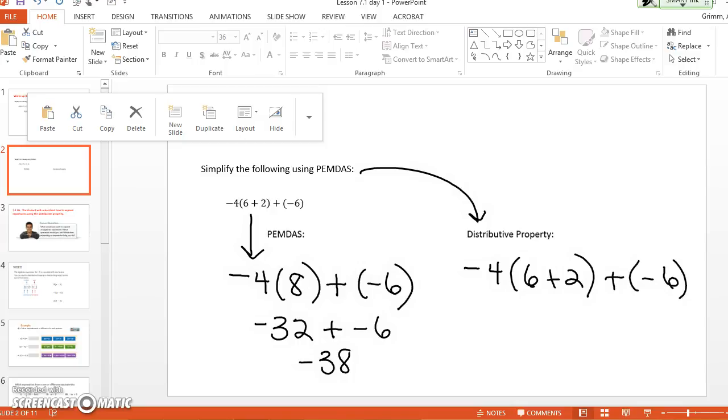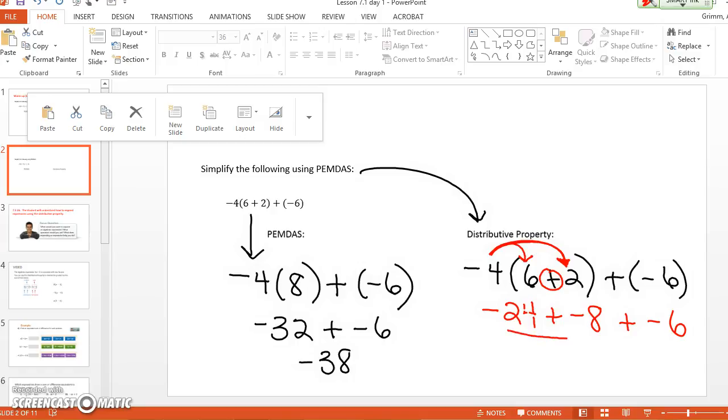What distributive property says is that you're going to take this number and give it to each term on the inside. Again, I'm going to do this multiple times. You don't have to understand exactly what I'm doing right now. I'm going to say negative 4 times 6, which is negative 24. Then I'm going to take negative 4 times 2, which is negative 8. Notice I kept the plus sign. Then I'm going to keep this part, plus the negative 6.